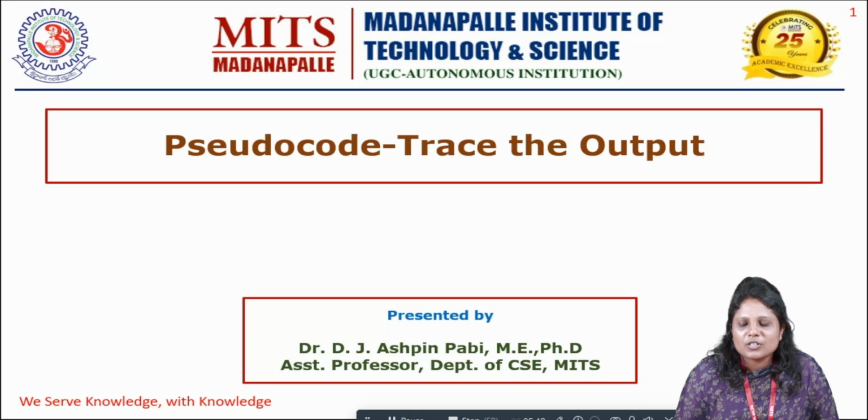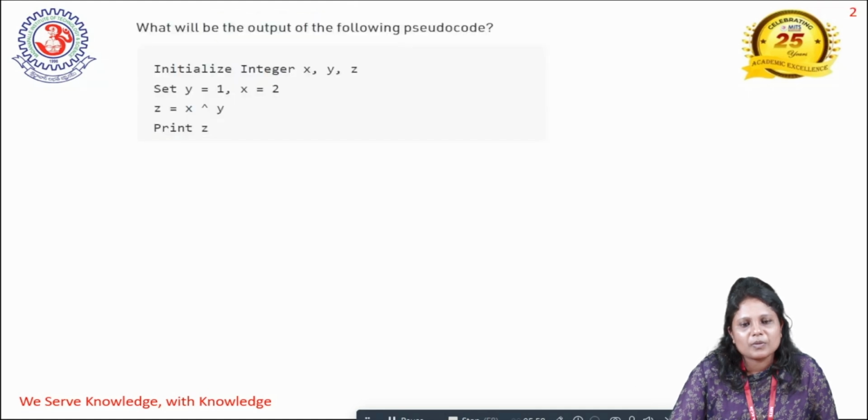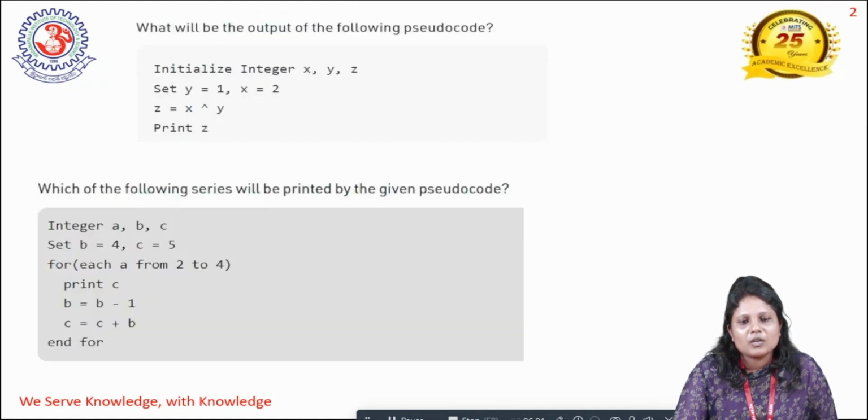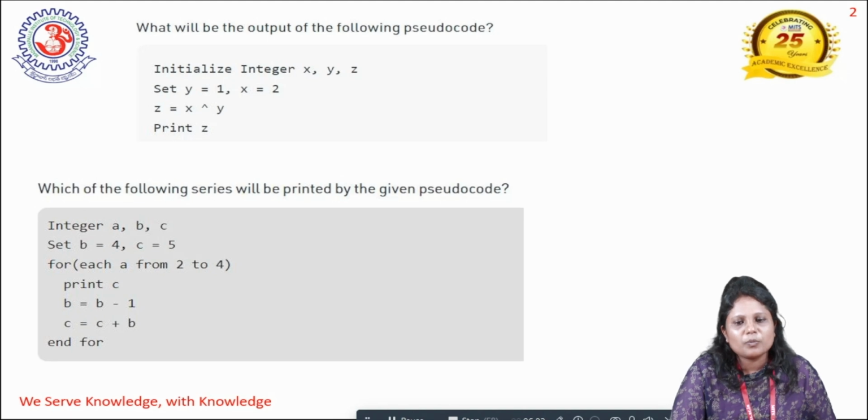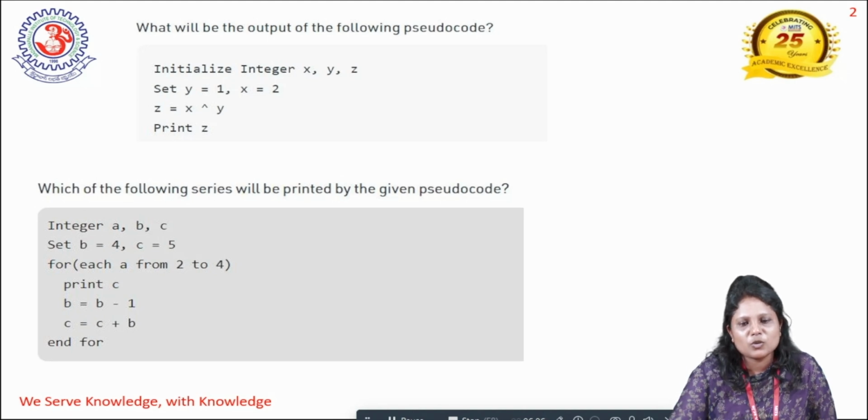So today's lecture, we are going to see some pseudocodes and we'll try to trace the output for the pseudocodes. The first one is, what will be the output of the following pseudocode? In this pseudocode, three variables, x, y and z, are initialized. 1 is stored in y and 2 is stored in x.